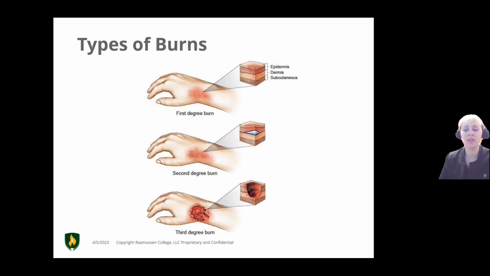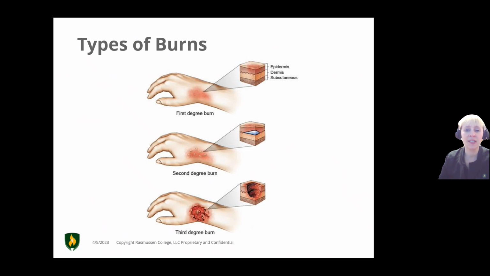Third degree burns are also called full thickness burns. In this type of burn, the epidermis and the dermis layer are destroyed, and some of the underlying connective tissues are damaged. These may be caused by corrosive chemicals, flames, electricity, or extremely hot objects.